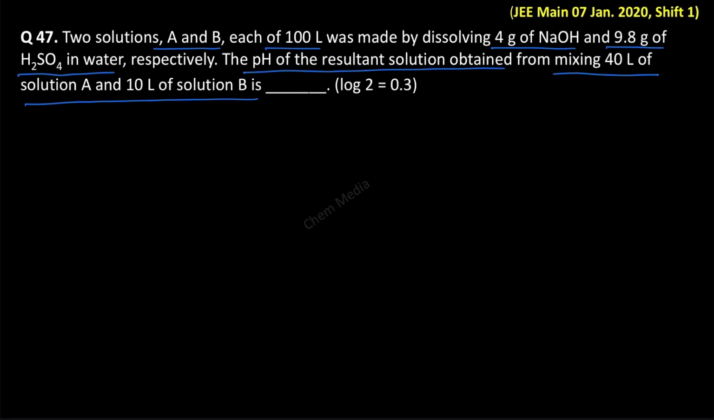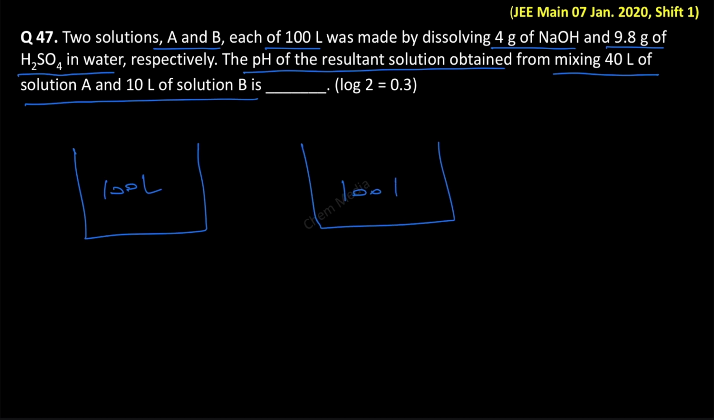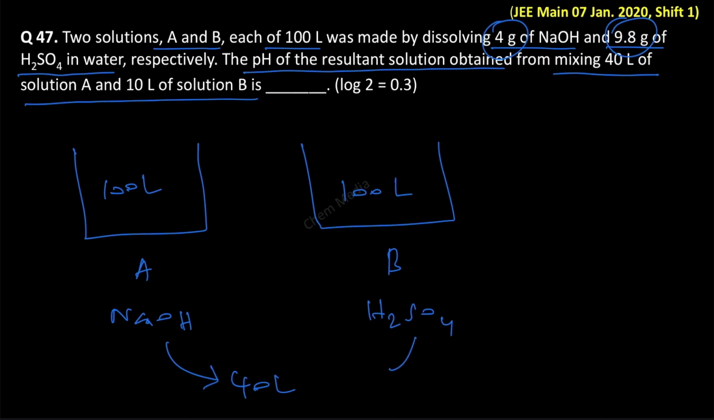Now what we are doing here is neutralization of a strong acid with a strong base, but the strong acid is a diprotic acid. We have 100 liters of A and 100 liters of B. So A is NaOH and B is H2SO4. Based on the weight given, we first need to find the molarity of A and B, and then from here we are taking 40 liters of NaOH and mixing it with 10 liters of H2SO4.